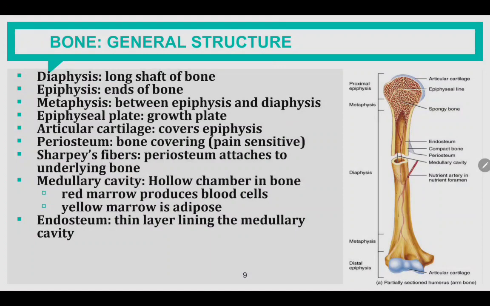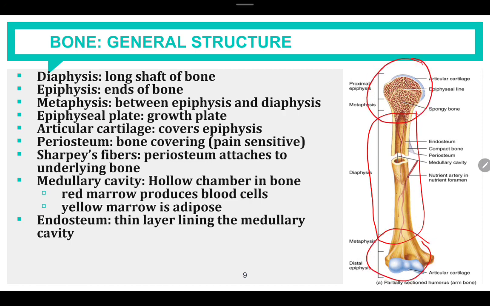The general structure of the bone consists of the diaphysis and the epiphysis. The diaphysis is the long shaft of the bone, which is this one. The epiphyses are the ends of the bone. At the top is the proximal epiphysis, and at the bottom is the distal epiphysis. We also have the metaphysis between the epiphysis and diaphysis. So here it is.